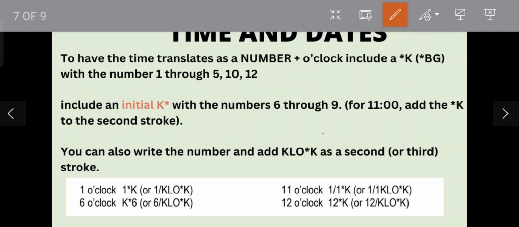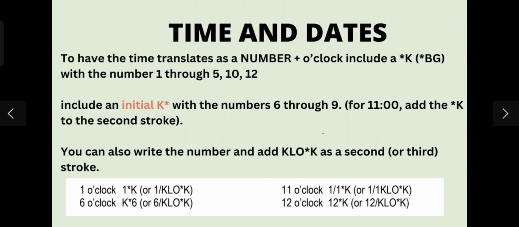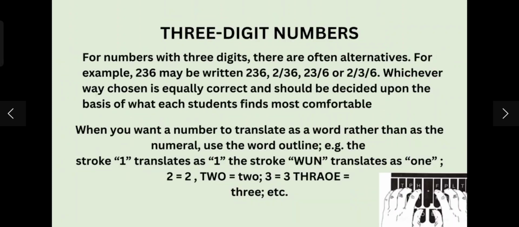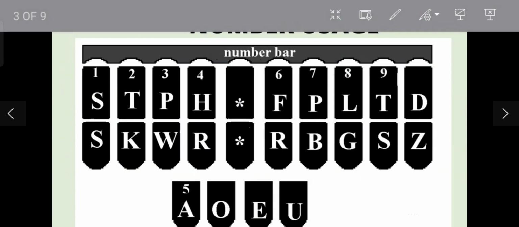Now, in this rule, to have the time translate as a number plus o'clock, if di mo ganahan adtong 1 colon 00, ganahan mo og kanang o'clock, then you can include asterisk and K with the numbers 1 through 5, 10, and 12, and then initial K plus asterisk with the number 6 through 9. So balik taan ni, if o'clock inyong ganahan, so pwede ra ni, like for example 1 o'clock, that's 1 and then asterisk K.